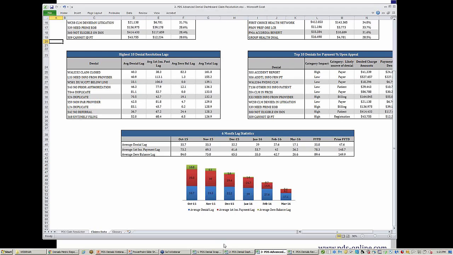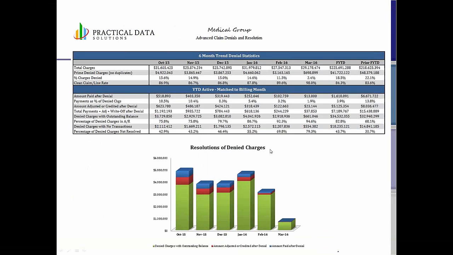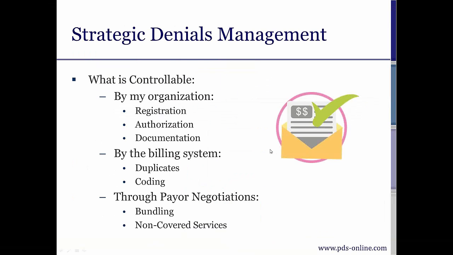So what are we going to look at? Well, we're going to look at strategic denials management and understand what in our organization, what do we do that is controllable, okay? And a lot of people don't think denials is controllable, but there's a lot that can be done, especially within your organization itself.